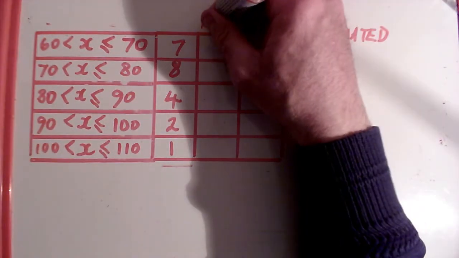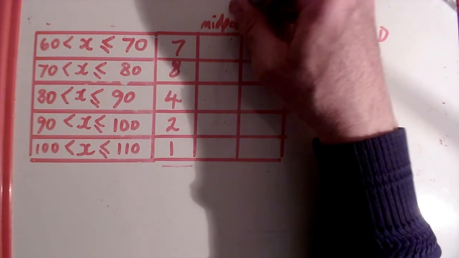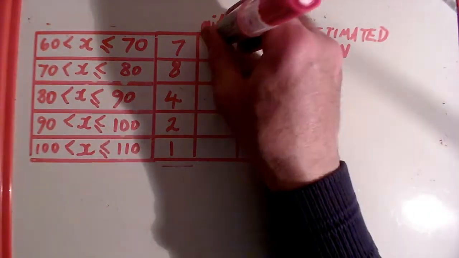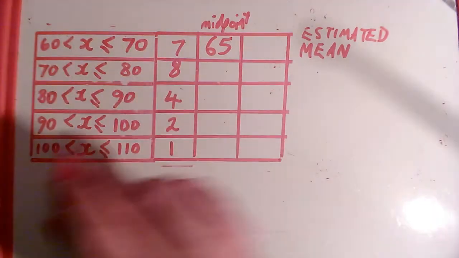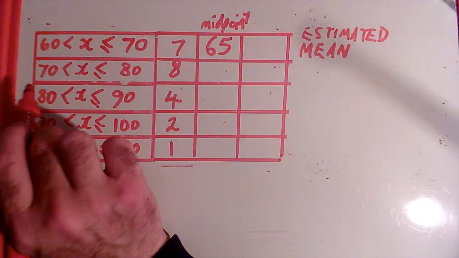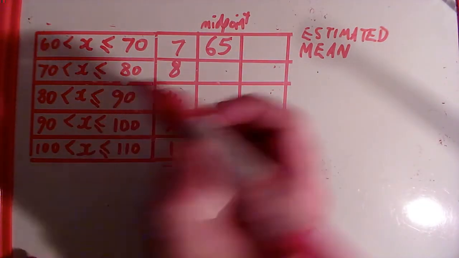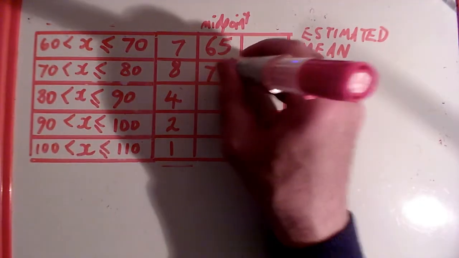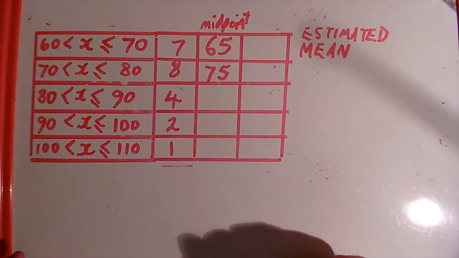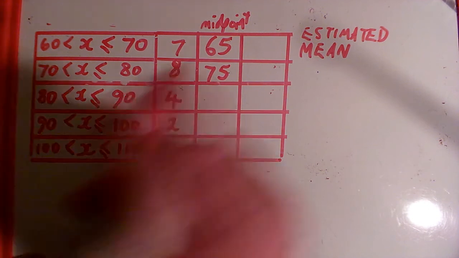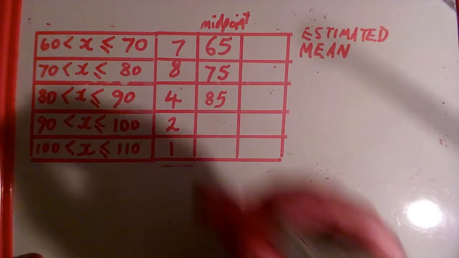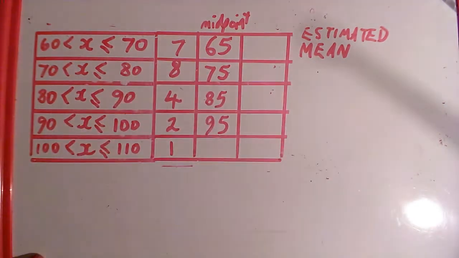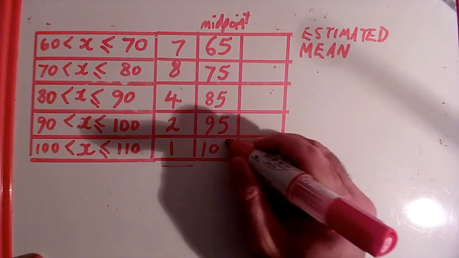So I'm going to go the midpoint of that category is 65. We're going to work on the assumption that they're all 65 kilograms. Same with the next category. They're between 70 and 80. You've no idea where they are, but you make your best guess that they're all 75 on average. Next group, 80 to 90. So let's just work on the basis that they're all bang in the middle, 85. Same with the next group, 95. Same with the next group, 105.